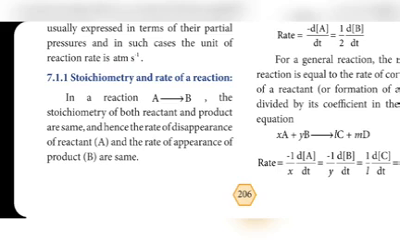Hence the rate of disappearance of reactant and the rate of appearance of product are the same. That means when 1 A disappears, 1 B is formed. So disappearance of reactant and appearance of product are the same.